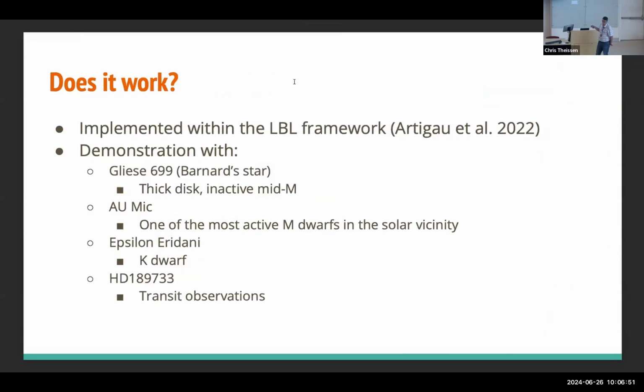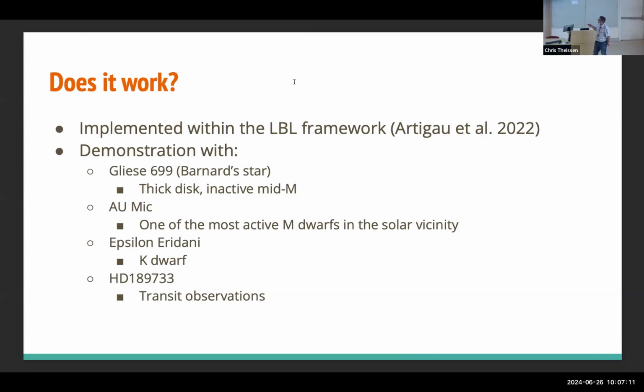So we tried it, of course, and I'm going to present results. We had lots of suggestions, people saying, hey, you should try my favorite star, you should try to see turbulence or whatever. So we picked 4 cases. We picked 2 M dwarfs, one of the least active M dwarfs in the solar neighborhood, Barnard's star.